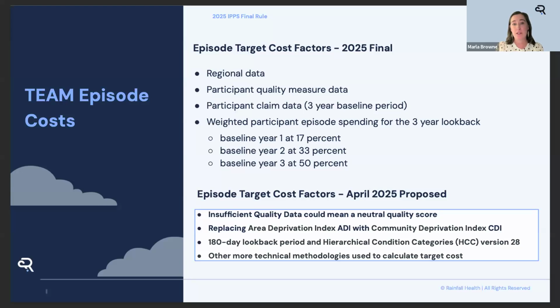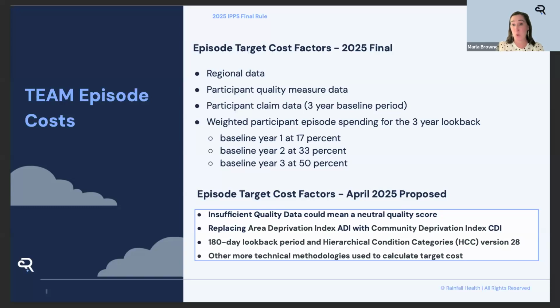Another thing that's being proposed is replacing the area deprivation index with the community deprivation index, which better reflects the socioeconomic conditions of the communities that will be served through TEAM. In the final rule, there was mention of a look back period, but it wasn't finalized. What is being proposed from the April proposal is using a 180-day look back and HCC version 28 for those beneficiary risk adjustments. So HCC varies depending on the procedure.